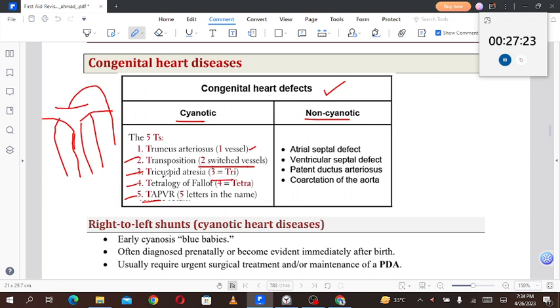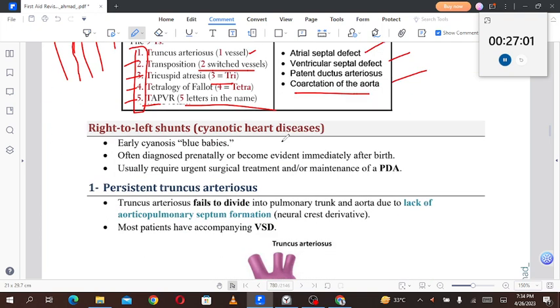Tricuspid atresia, 3 for tri, is the number 3 cyanotic condition. Number 4 is tetralogy of Fallot, which has 4 problems. And TAPVR has 5 letters, T, A, P, V, R, in the name, so it is the 5th. So we can remember the numerals 1, 2, 3, 4, 5, and this is the mnemonic for the cyanotic heart diseases. For the non-cyanotic, remember it is ASD, VSD, patent ductus arteriosus, and coarctation of aorta.